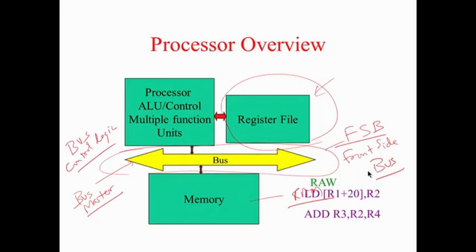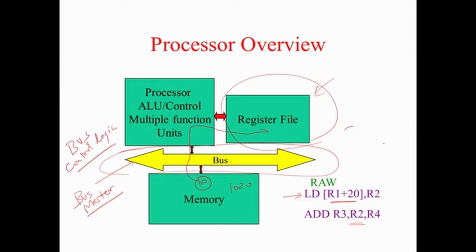Now let us look at this read after write. I am writing into R2. The first load instruction is writing into R2, and the second instruction is reading from R2. So this is a read after write, right. So what does the first instruction do? It will take from the memory address, let R1 be some 1000, so from 1020 it will take some value, let us call that value 10. It will read this 10 and store it in the register file. This is what the load does.